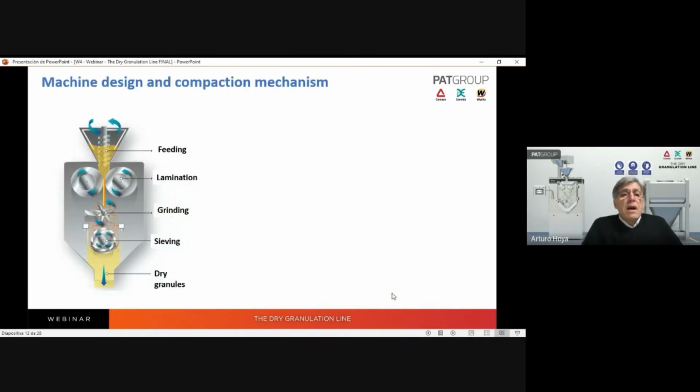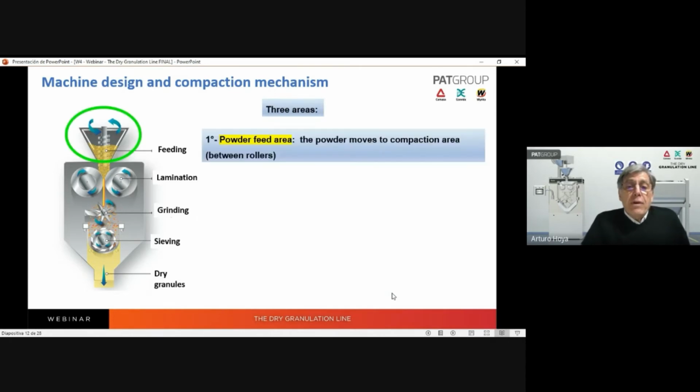Well, these are the machine design and compaction mechanism. We have at the top the powder feed area. The powder moves to the compaction area between rollers. As you can see, you have the vertical screw that forces the feeding, and this is very important because this uniform feeding lets the machine feed the rollers in the area of compaction.